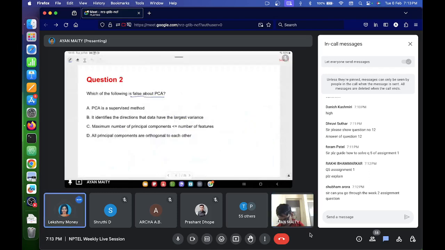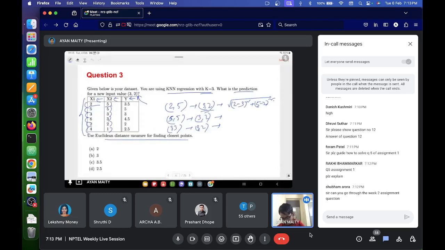Right. And the second question was very simple: which of the following is false about PCA. So PCA is a supervised method, which is certainly false. PCA is an unsupervised method, and the other options are all correct about PCA. And the third one, yeah, I already explained that.